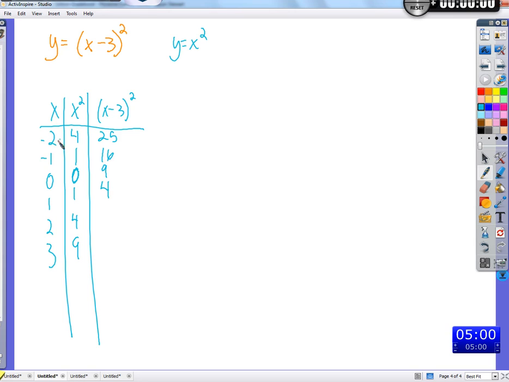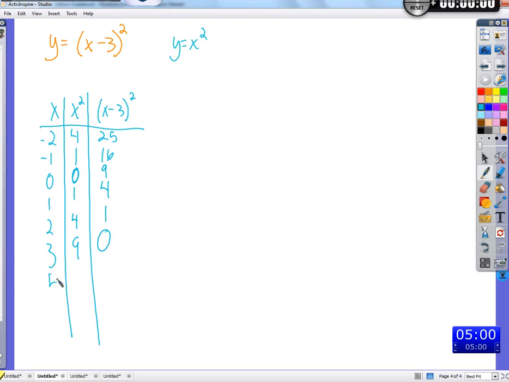To get to the same output as this function, we have to take 3 steps forward to get those same outputs. And if we go to 2, 2 minus 3 is negative 1. Negative 1 squared is 1, right? Now we're catching up with these outputs, but we're 3 steps behind it. We have to move up 3 steps to have the same outputs. And then 3 minus 3 is 0. 0 squared is 0. See, 4, 1, 0, 4, 1, 0.